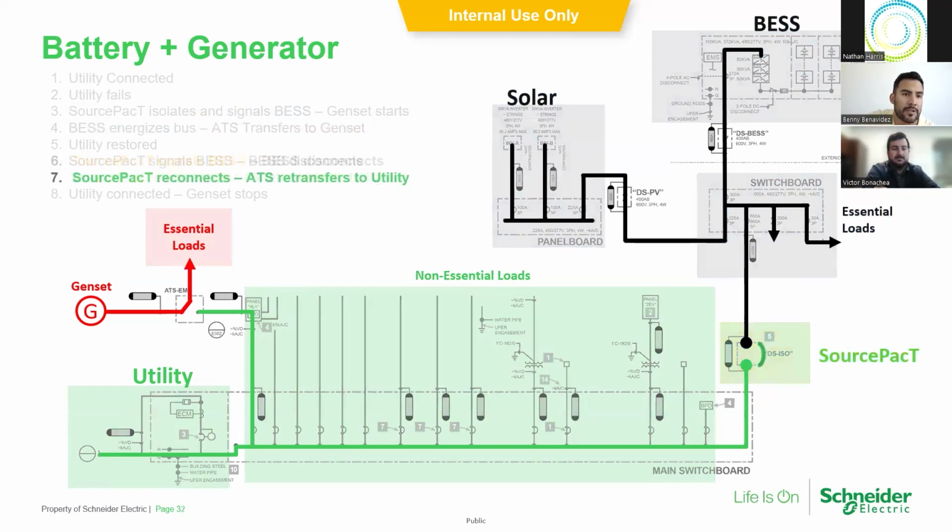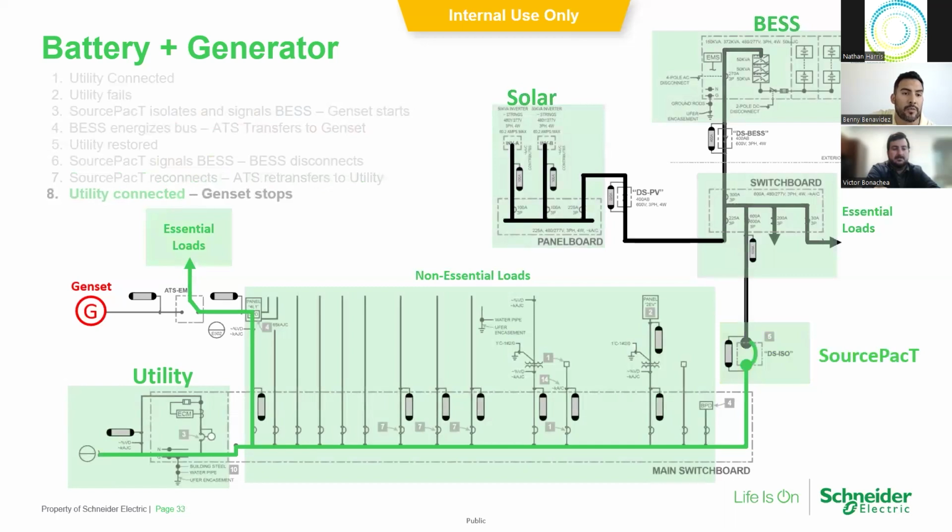And then the same goes for the ATS here. Once we detect that utility return, the ATS will transfer to source 1. Source pack will close the breaker, re-energize the essential panel board or switchboard, bring online the battery energy storage system, and your ATS will transfer over. Again, they both operate independently.